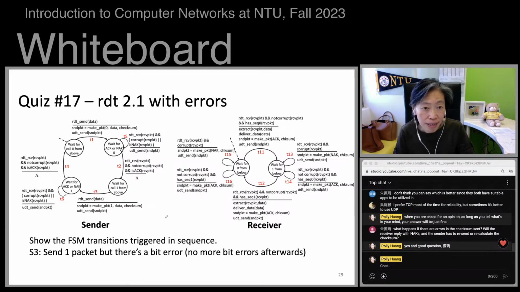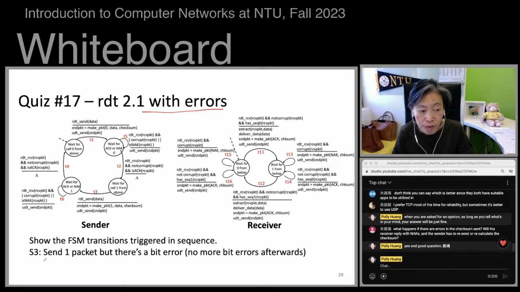What you're seeing are exactly the finite state machines of 2.1. Quiz 17 is asking you to find the transitions in sequence with some errors. Those two examples are very straightforward, no errors.